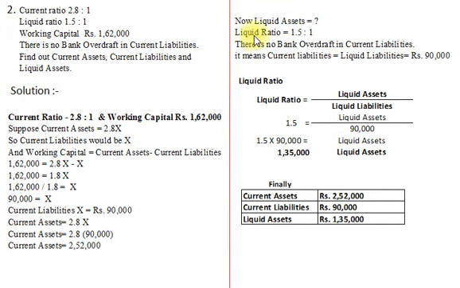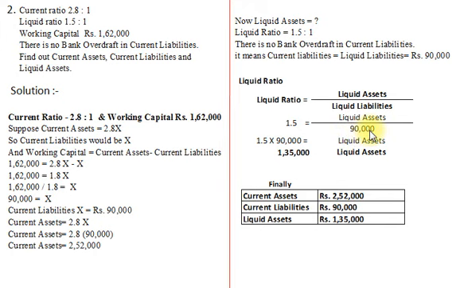We have liquid ratio 1.5:1, and there is no bank overdraft in current liabilities. It means our current liabilities is equal to liquid liabilities, that is rupees 90,000. Already we have calculated. Now let us put the formula of liquid ratio. So liquid ratio is equal to liquid assets upon liquid liabilities. 1.5 is equal to liquid assets upon liquid liabilities rupees 90,000.